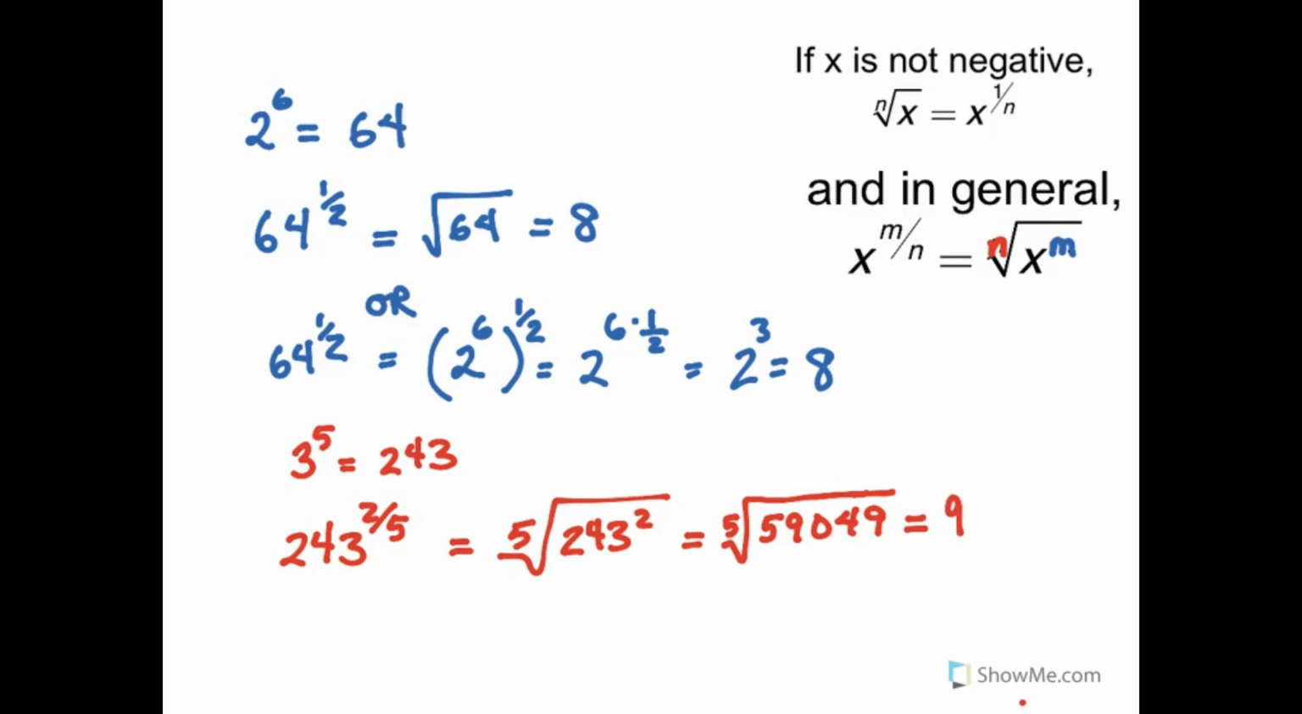If I rewrite it in an exponential form, 3 to the 5th power is 243, and that's to the 2/5 power. So that's going to give me 3 to the 5 times 2/5. The 5's cancel. 3 squared is 9. So this looks like a really good definition. It gives us the same answer no matter which way we think about it.